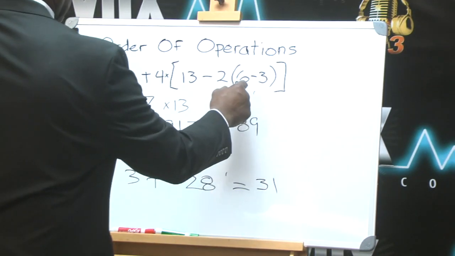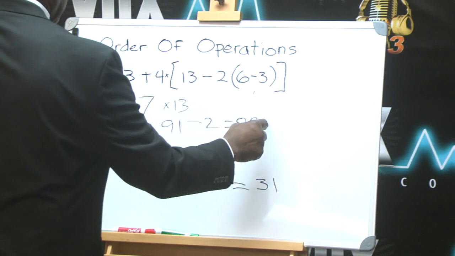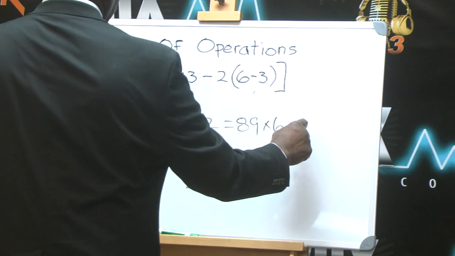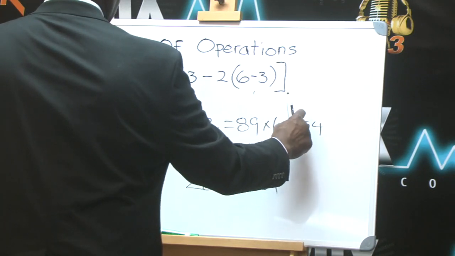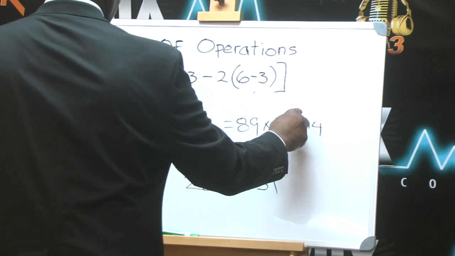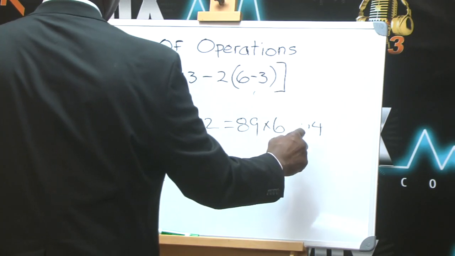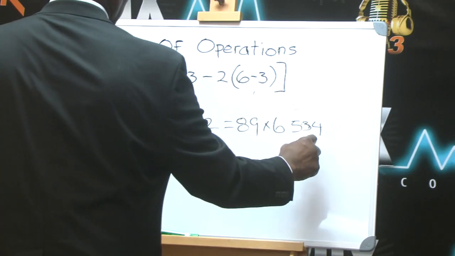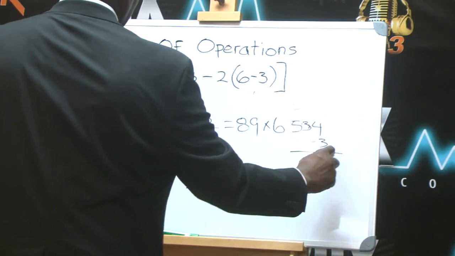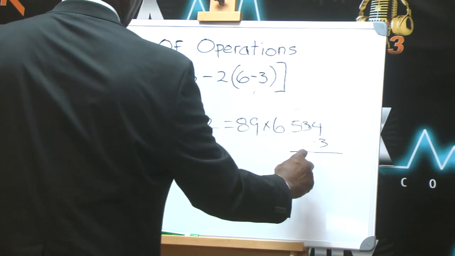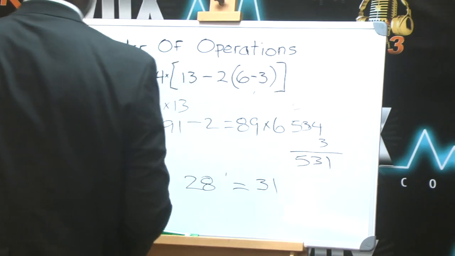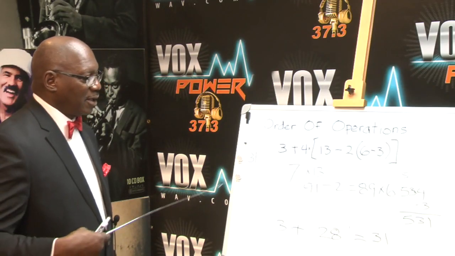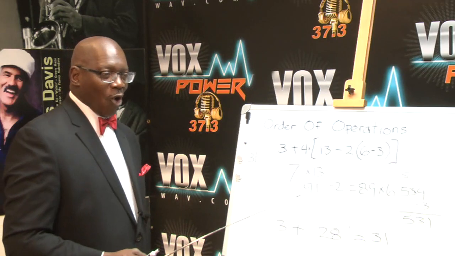And then the next thing in line was to multiply 89 times 6. And that would be 54. And carry the 4. 48 plus 5 would be 53. Subtract 3. And our final answer would be 531. A lot of work. And that would be wrong after doing all that work.